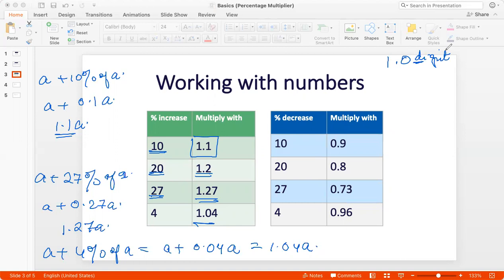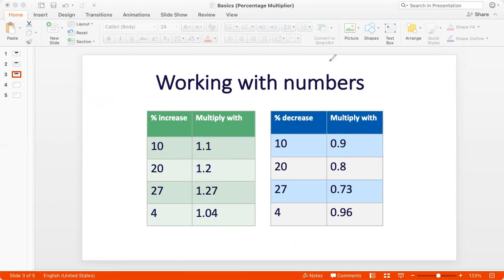And for any number between 10 and 99, I can simply write the multiplier as 1 point that number, right? So if it's 20%, the multiplier is 1.20. If it's 27%, it's 1.27. So that's the pattern I notice when I talk about percentage increase. What happens with percentage decrease? In percentage decrease, the multiplier works in a different way.